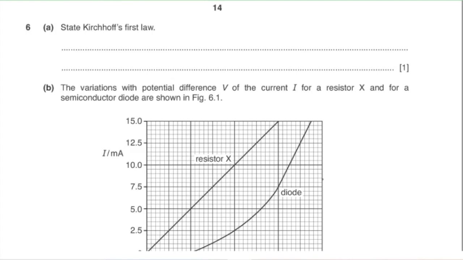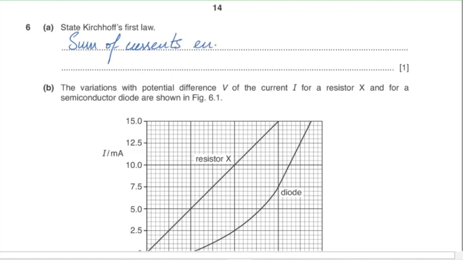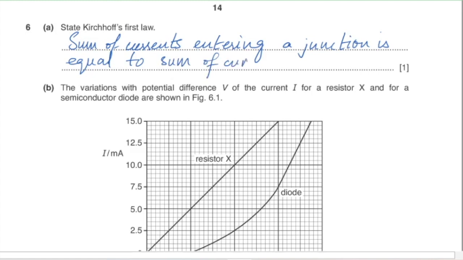Question number 6, part A, state Kirchhoff's first law. So Kirchhoff's first law is the conservation of current. So I can write that sum of currents entering a junction is equal to sum of currents leaving that same junction.